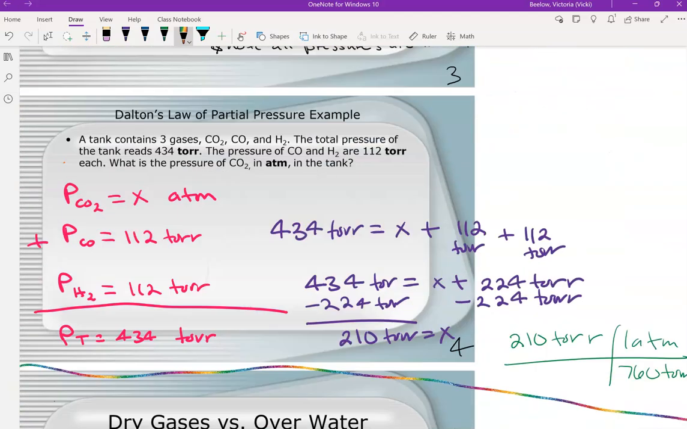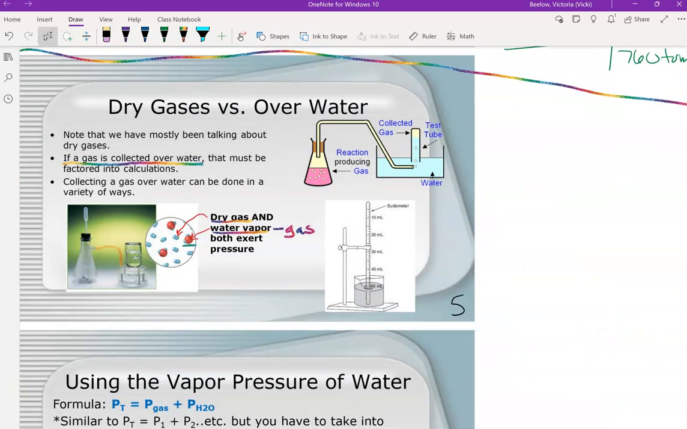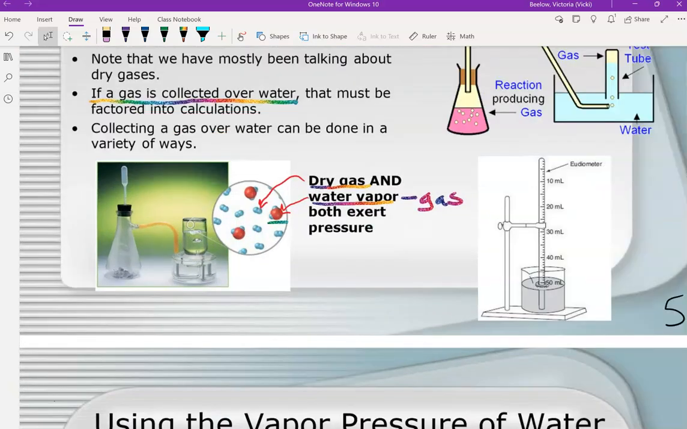So instead of talking about a bunch of dry gases being added together, now we're talking about adding together, to find the total pressure, the dry gas, whatever that gas is, maybe it's O2, maybe it's H2, whatever. And we have to add it with the pressure of the water vapor to get our total pressure. So now we're just talking about a dry gas with water vapor, which is also a gas because it's water in the gas form.